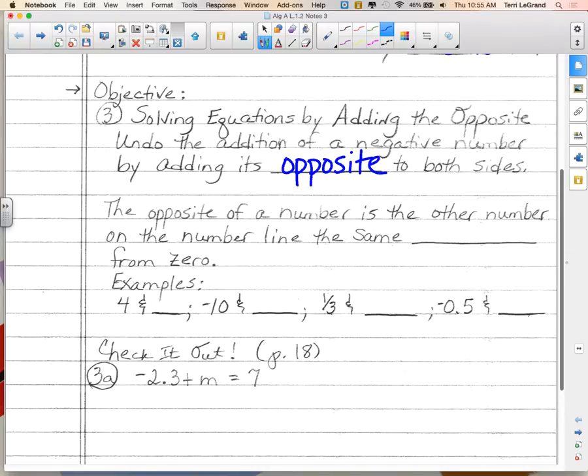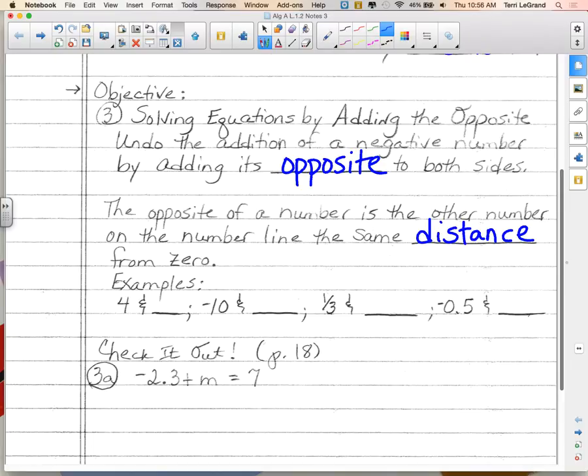So we have this negative number that's being added to the variable. To undo that, we'll add its opposite. What is the opposite? What does that mean? What is the definition of opposites? I kind of started for us. The opposite of a number is the other number on the number line, the same distance from zero. So when you think of opposites in math, you're really thinking of a number that's on the number line and the other number on the number line that is exactly the same distance from zero.